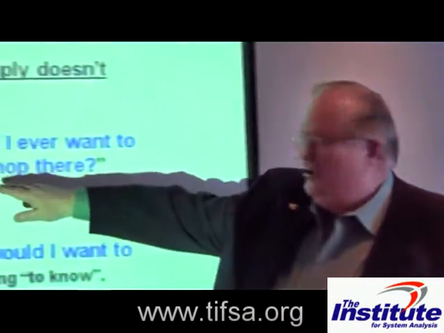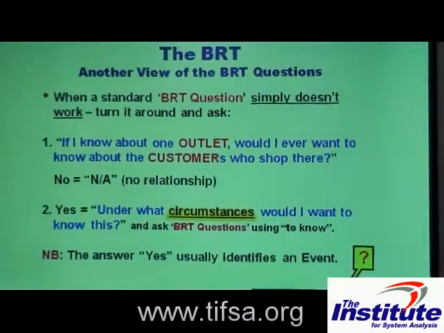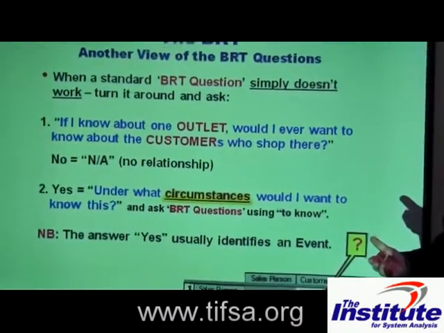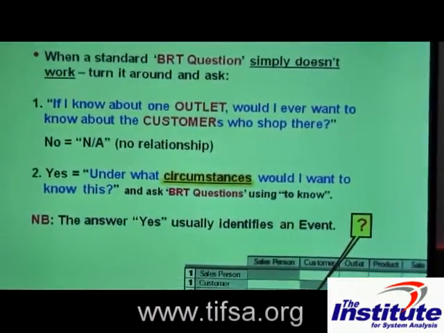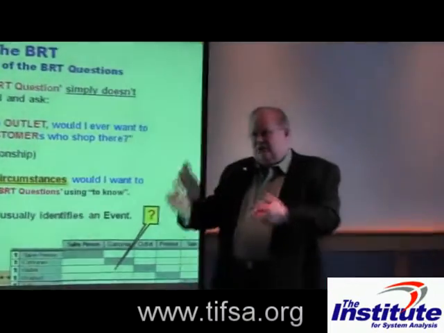And when somebody says, no, we don't care, well, clearly there's no marketing person in the room then. But if somebody says, yes, we want to know about the customers who shop there, then we can say, aha, so in other words, a customer wants to buy a product. So we find an event that way. So we simply ask for the circumstance under which it applies. Well, customers buy products, and we want to be able to keep track of the outlet in which the customer buys a product.